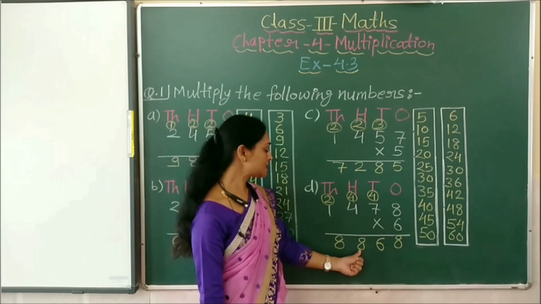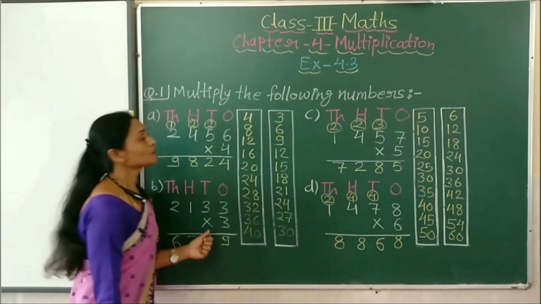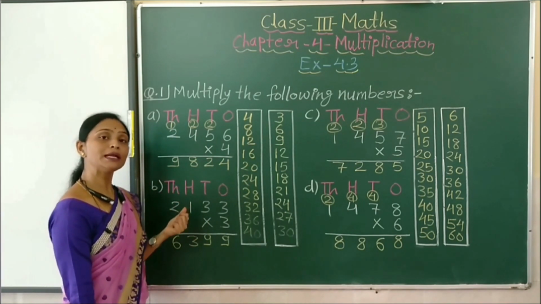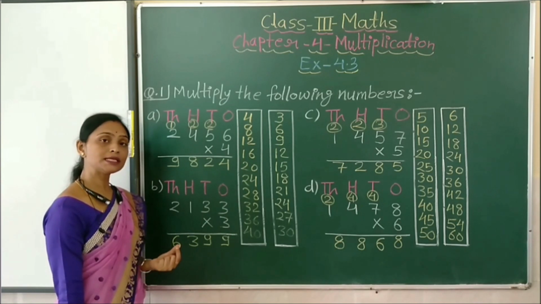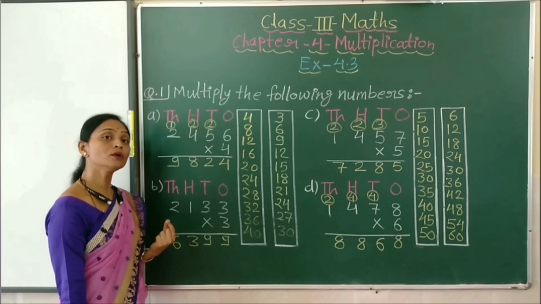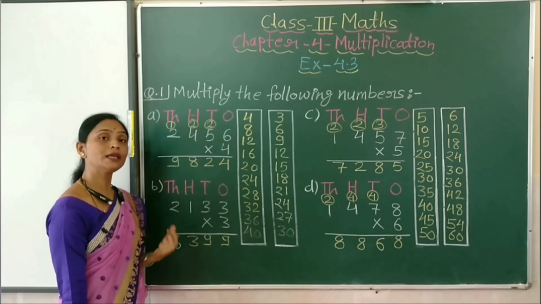So which number we got? See, 8868. So 4 digit numbers also we have multiplied very easily. Only we have to learn tables. Yes children, again and again I am telling you, you learn tables. So you may solve these questions very easily.